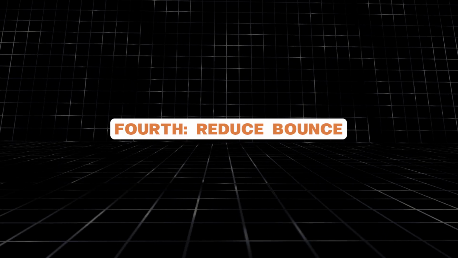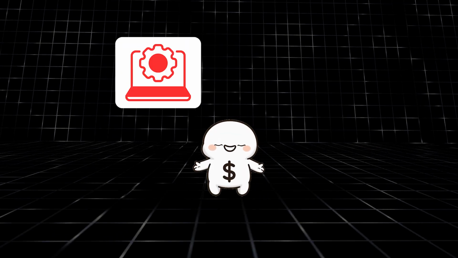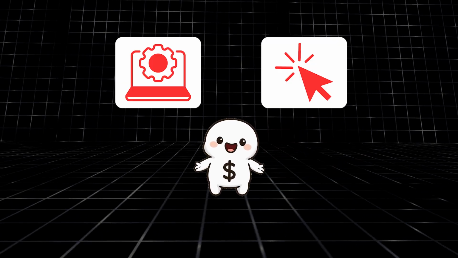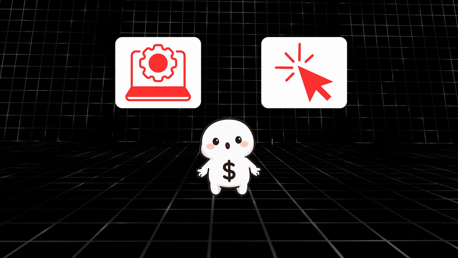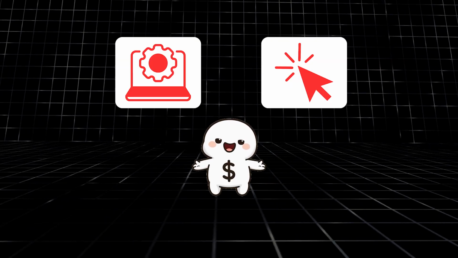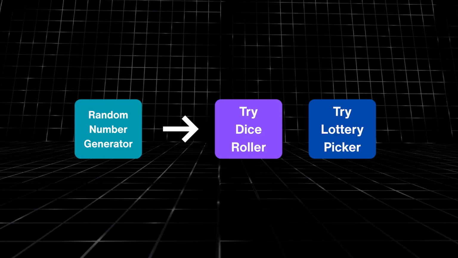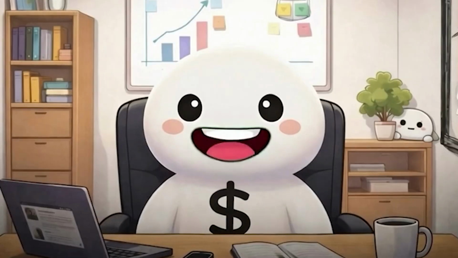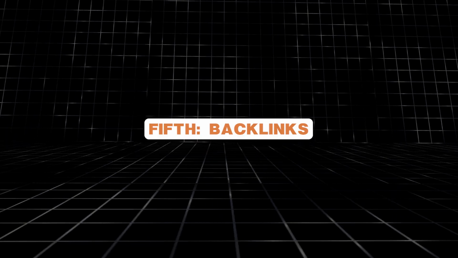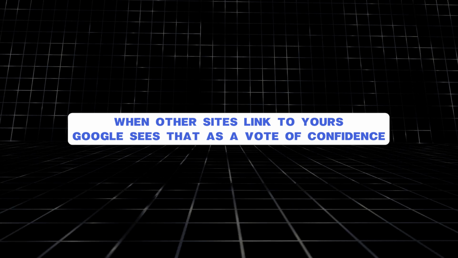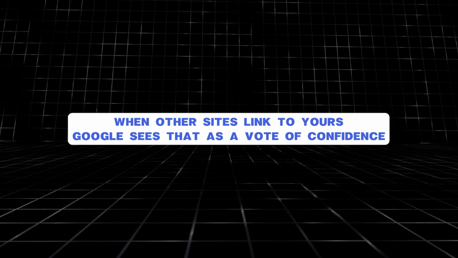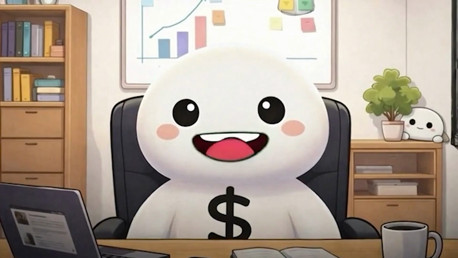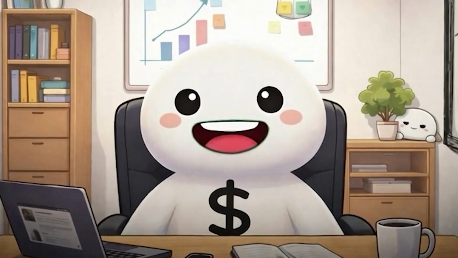Fourth, you should reduce bounce. If someone uses your tool and leaves instantly, that's fine, but if they click to try a second tool, that's even better. Adding simple internal links like "try your dice roller" or "generate lottery numbers" keeps people engaged. That definitely helps. And finally, backlinks. When other sites link to yours, Google sees that as a vote of confidence. You don't need hundreds of them. Sometimes 1 or 2 relevant mentions can move the needle.